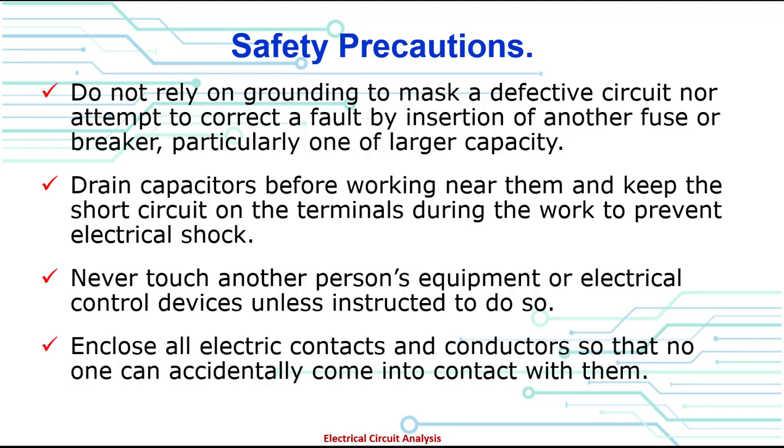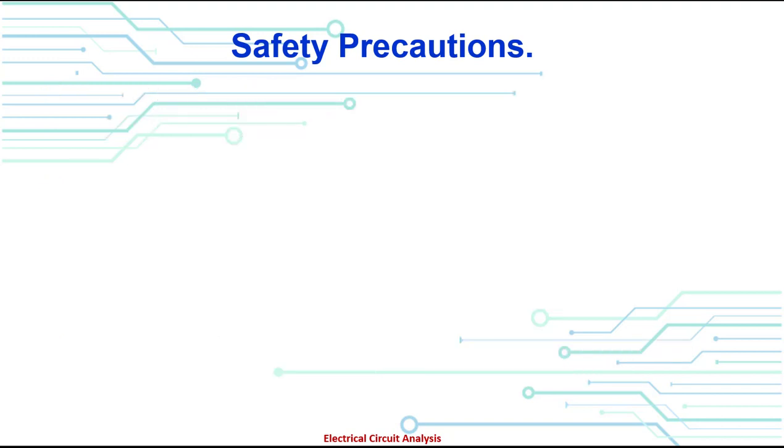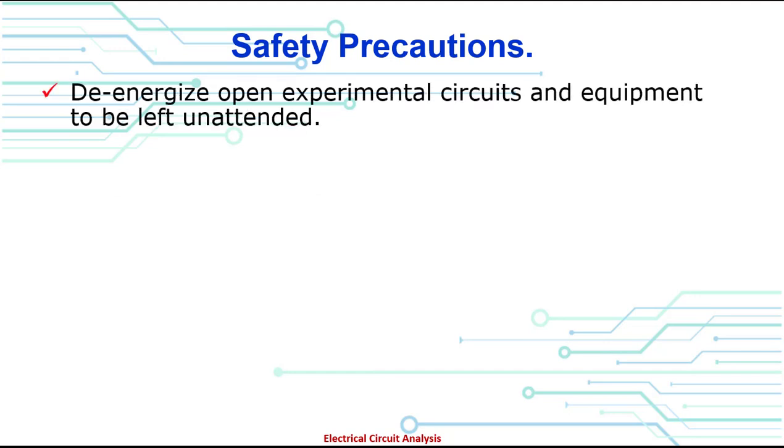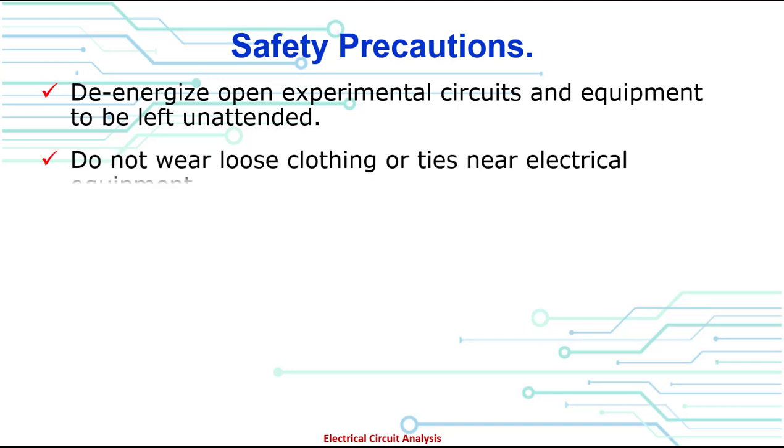Enclose all circuit contacts and conductors so that no one can accidentally come into contact with them. De-energize open experimental circuits and equipment which are left unattended. Do not wear loose clothing or ties near electrical equipment. Act like an engineer. Please do not make fun of these rules. If you already know this, remember that if something bad occurs, you probably won't have second chances. So you have to be very careful, and you have to take all the safety precautions while you're working on an electrical circuit in your lab environment.